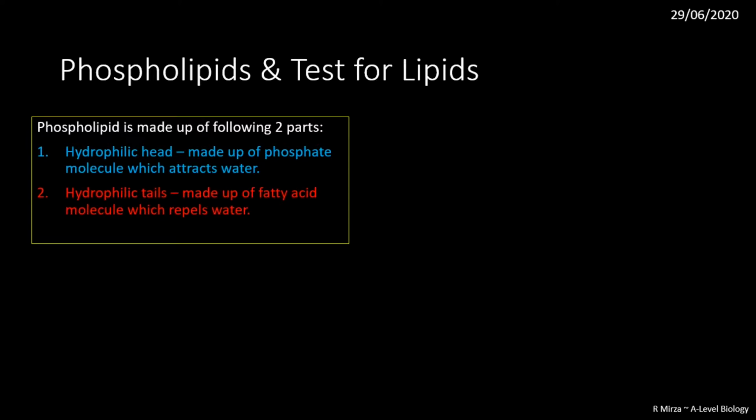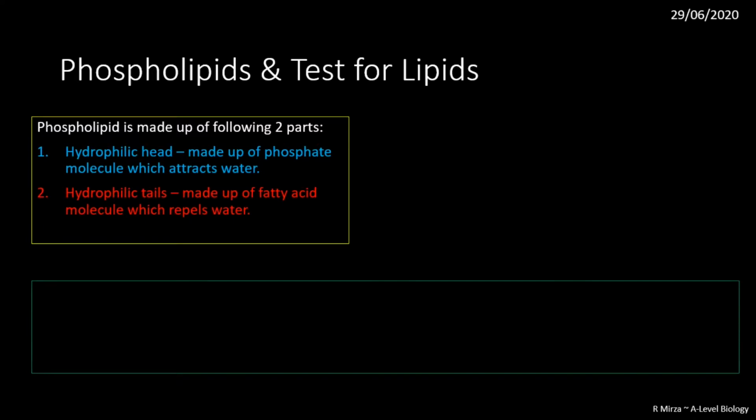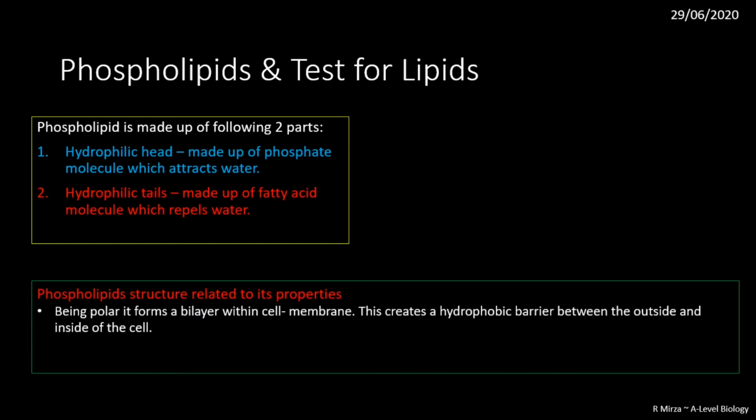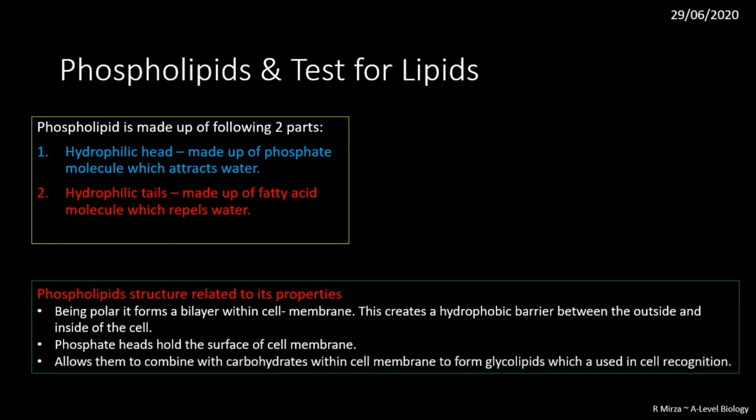This structure is very important and particularly useful in cell membrane, as having these contrasting properties of being hydrophilic and hydrophobic, it creates a bilayer within a cell membrane, thereby creating a hydrophobic barrier, and this is the reason why water is not able to move freely across this lipid bilayer. Phosphate heads hold the surface of the cell membrane as well. The structure of phospholipid is such that it allows it to combine with carbohydrates, which then form glycolipids. Glycolipids play a very important role in cell recognition.